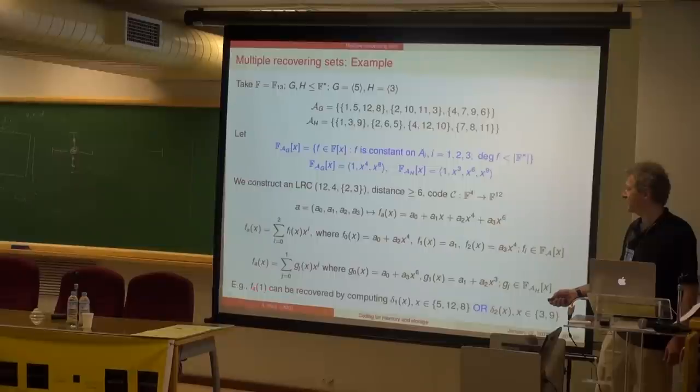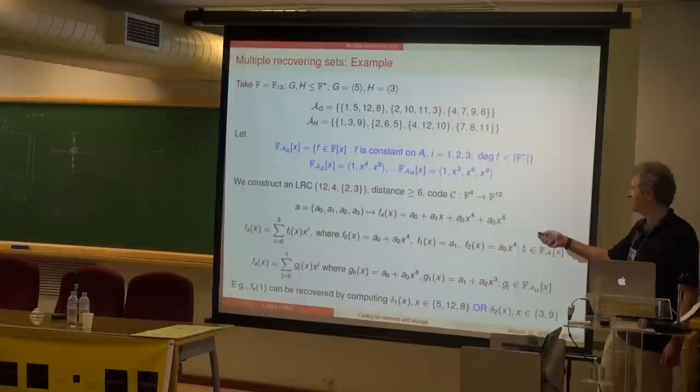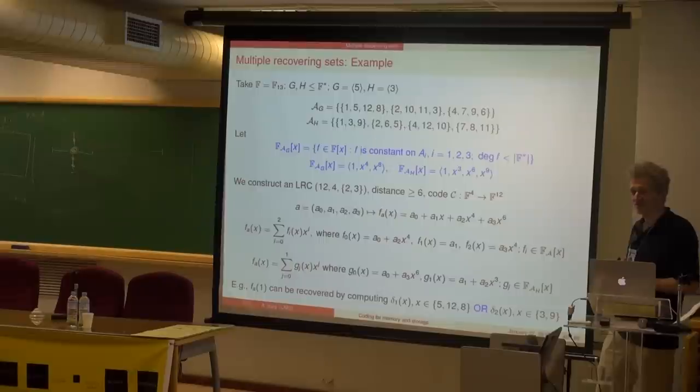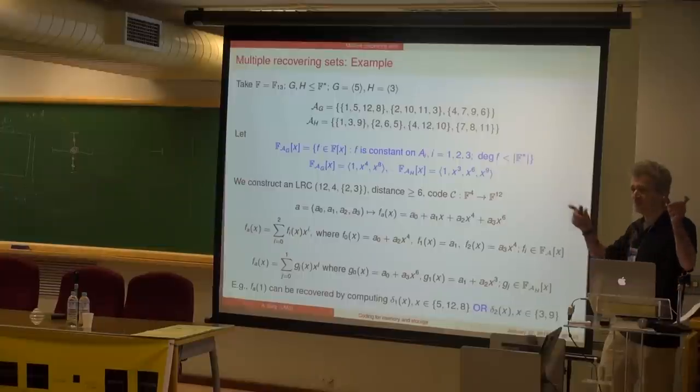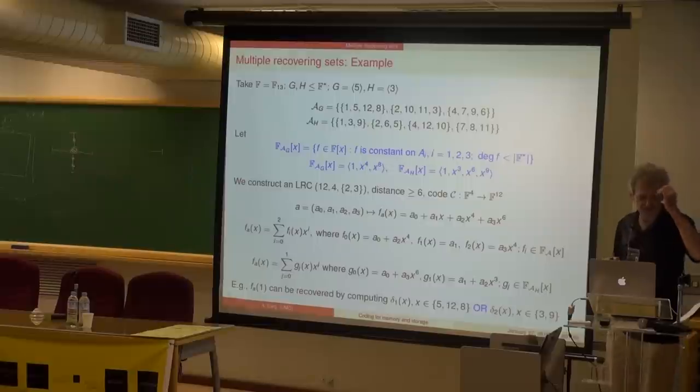So the coordinate at 1 can be interpolated by computing delta 1 at the points 5, 12, 8. And at the same time, it can be computed by interpolating delta 2 through 3 and 9. So we get two different orthogonal parity checks. And by two interpolations, we can get simultaneously the value of delta 1 by accessing 2 and by accessing 3, so that enhances availability properly.